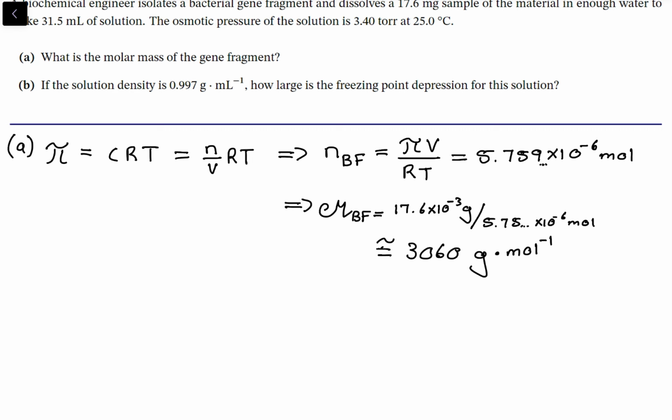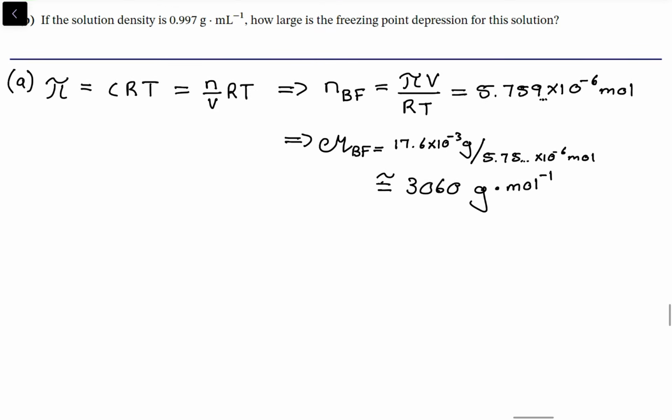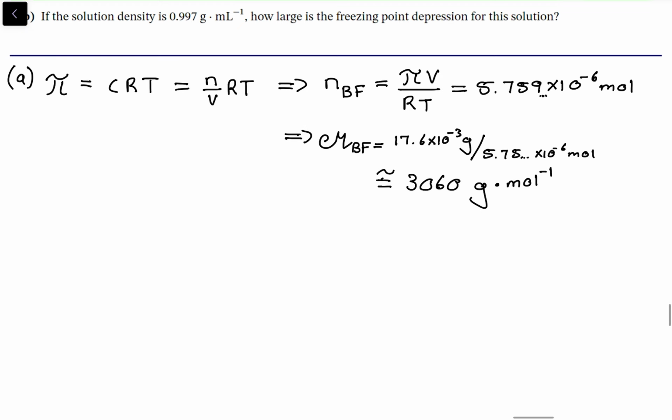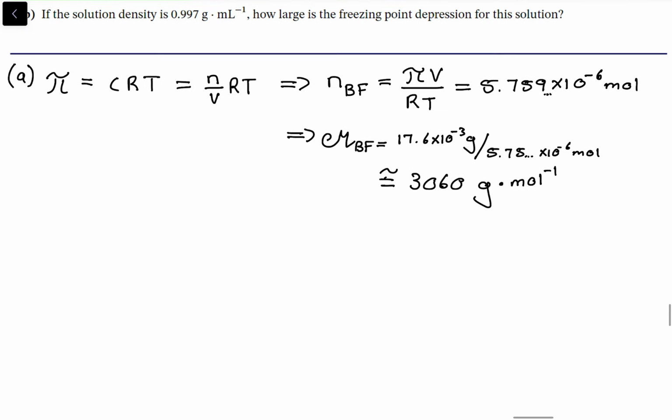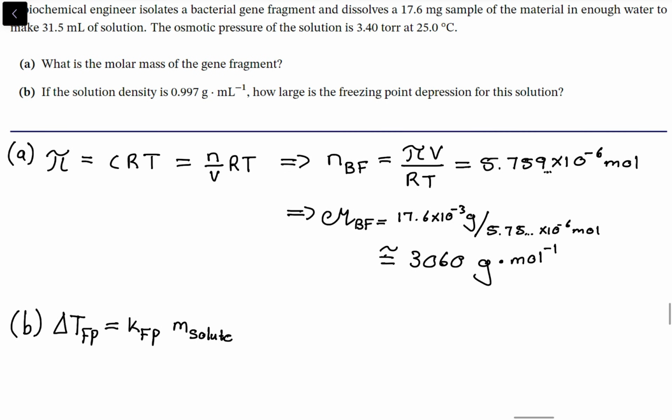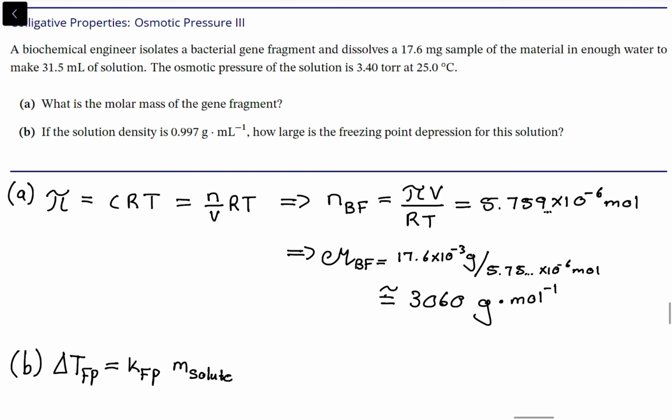Next question. If the solution density is a certain value, how large is the freezing point depression of the solution? Now, this one might seem a bit interesting. So we first discuss how we normally calculate freezing point depression. We would say, well, the change in freezing point is going to be equal to K_FP times the molality of the solute. The solute in this case is the bacteria fragment. And of course, the solvent is water.